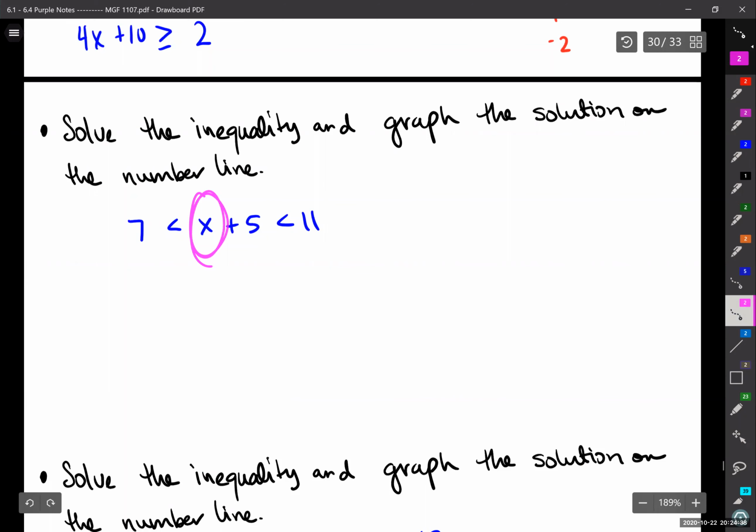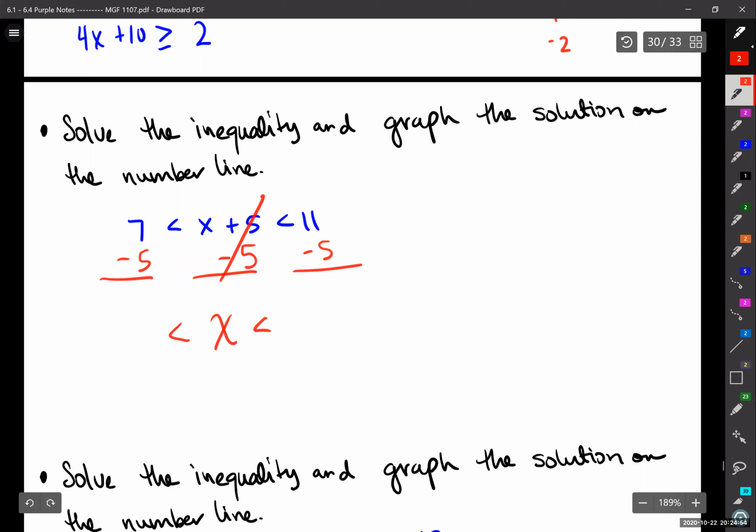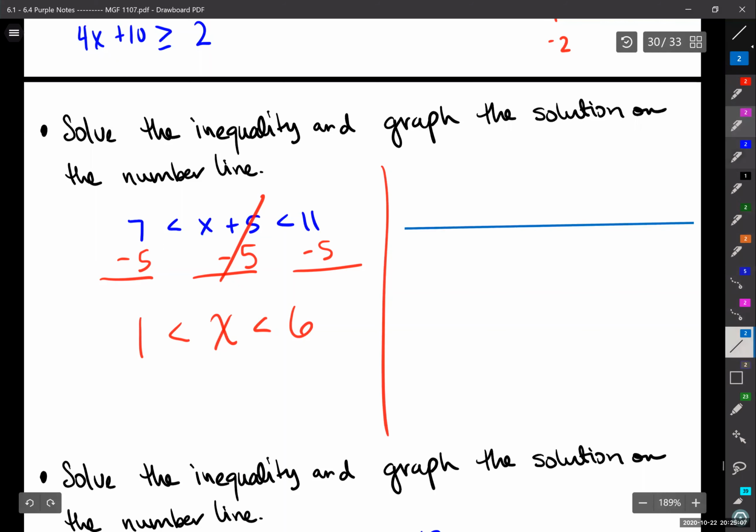We want to get x by itself, but it's currently being added by 5. So we can get x by itself by subtracting 5. But if it's done to this portion, it has to be done to all three. We just get x. We haven't multiplied or divided by negative numbers, so the signs stay in the same direction. 11 minus 5 is 6. 7 minus 5 is 1. And if we're going to graph this, it's saying x should be greater than 1, but less than 6.